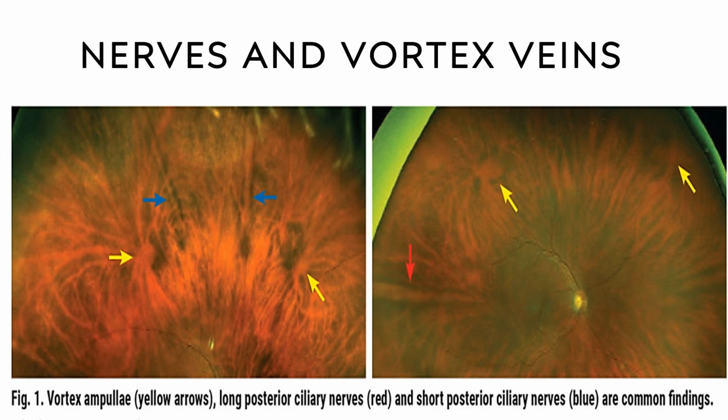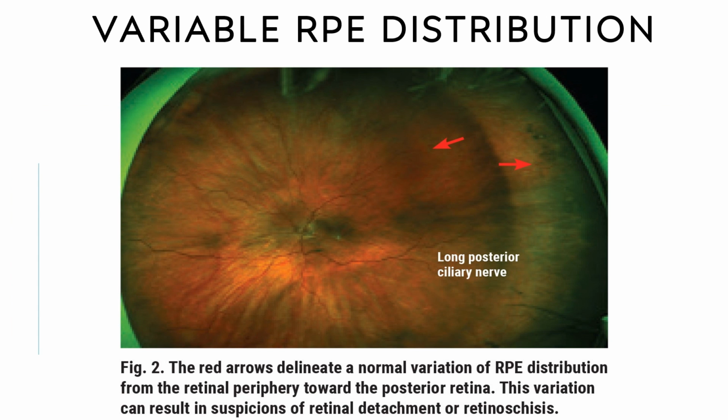And how can we not discuss the nerves and the veins that are seen in the peripheral retina? This is seen usually in wide field imaging. You can see over here, these are the ampullae of the vortex veins, and this horizontal line that you see here is basically the long ciliary nerves. And these radially oriented ones are the short posterior ciliary nerves, right? Again, here you can see this one is the long posterior ciliary nerve.